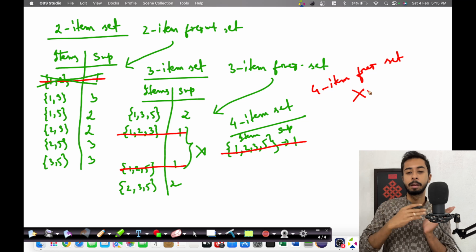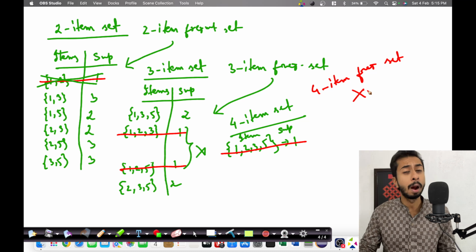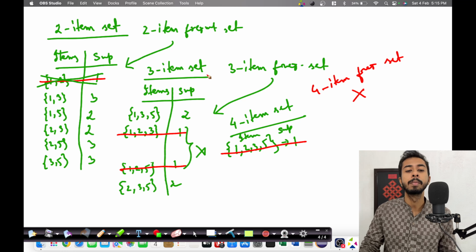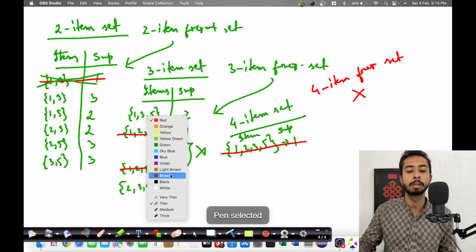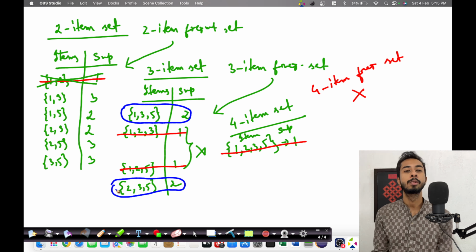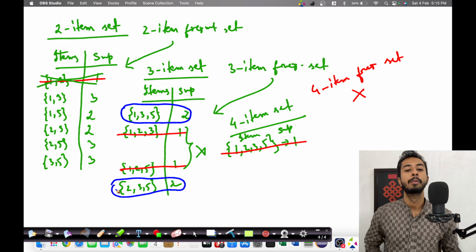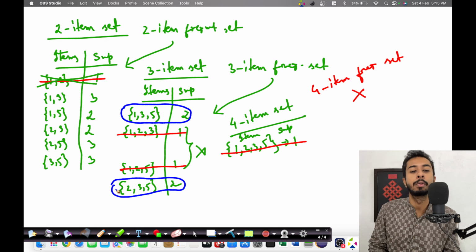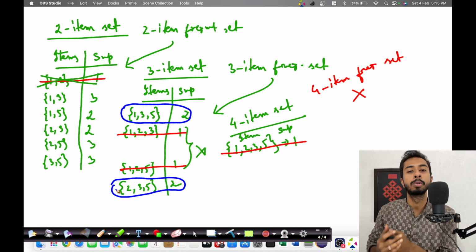So we'll trace back to the earlier level, which is the 3 item set. In the 3 item set we see that we have 2 different transactions which are valid. What are they? I'll mark them maybe with a different color. This is 1 3 5 and 2 3 5. So these are the valid 3 item frequent sets, which I will use in the next video to find out the rules, or to generate the rules.